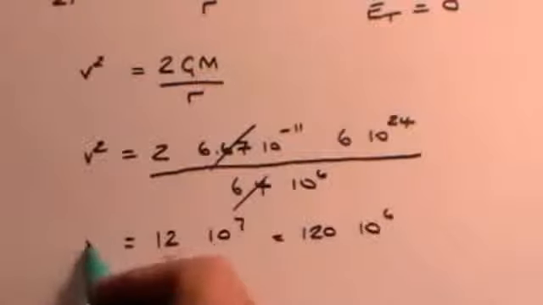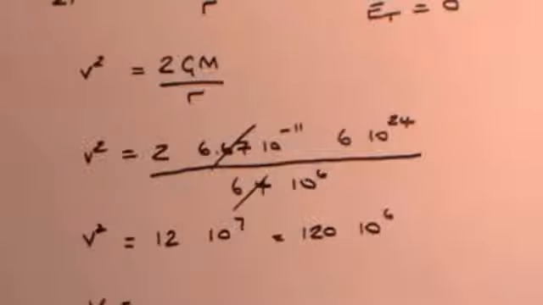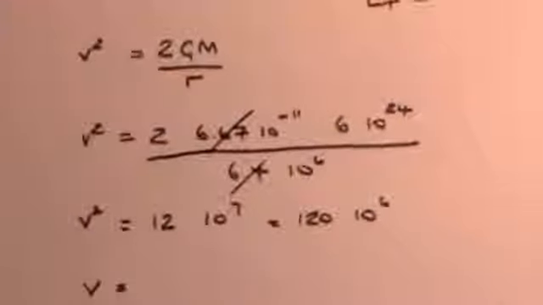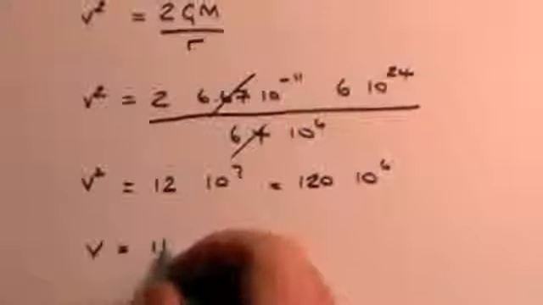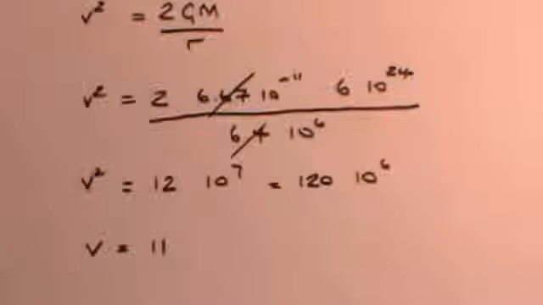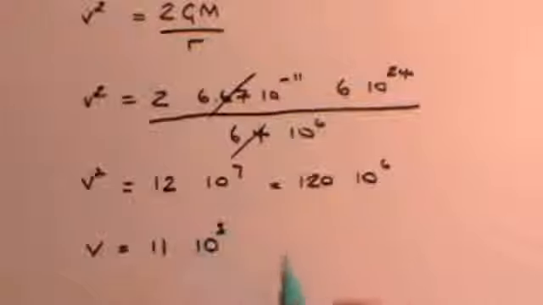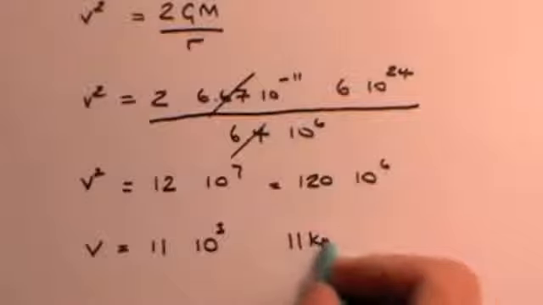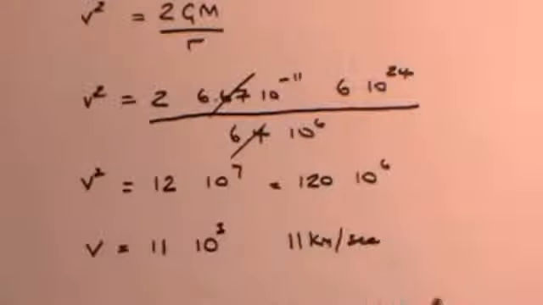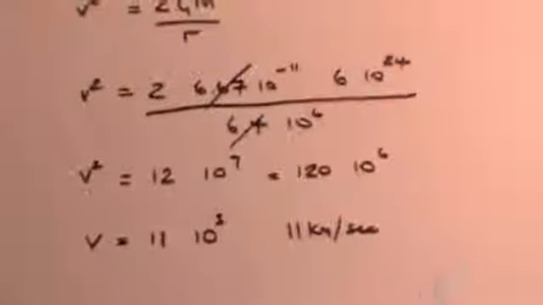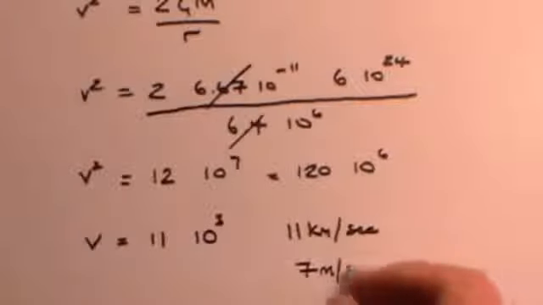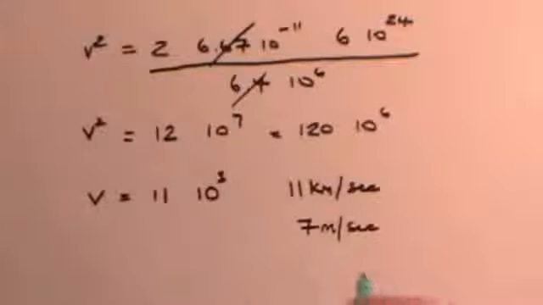But that's v squared. So v is the square root of that. What's the square root of 120? Well, look, it's about 11. 11 squared is 121. Let's not worry too much about that. What's the square root of 10 to the 6? It's 10 cubed. So what we're saying is the escape velocity from the Earth is 11 kilometres per second, which is approximately equal to 7 miles per second, which is approximately equal to 25,000 miles per hour.